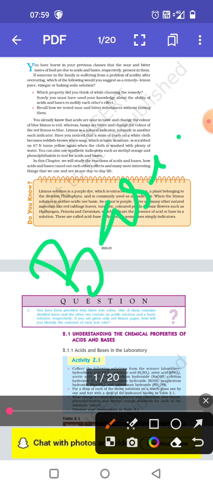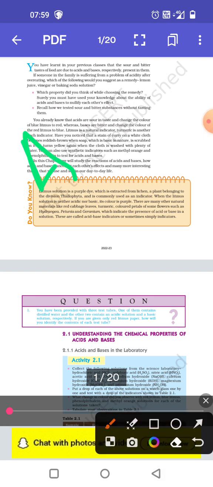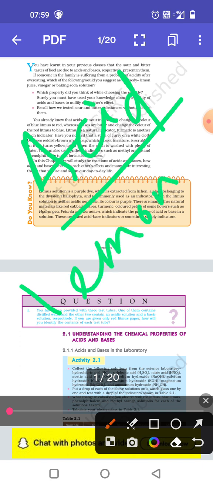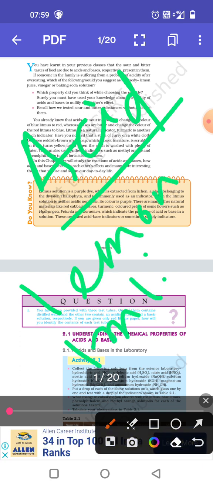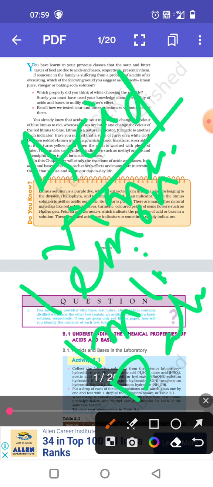For example, we can take as acids lemon, imli, dahi, vinegar. These are acidic substances, and these substances carry acids. In the lemon there is citric acid, in imli there is tartaric acid, in dahi there is lactic acid, in vinegar there is acetic acid.